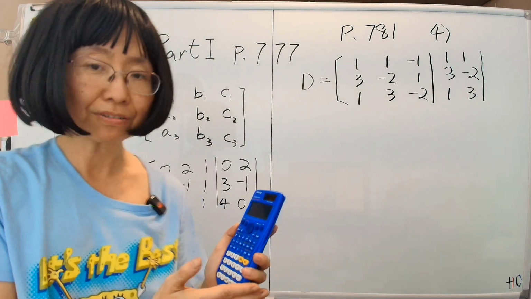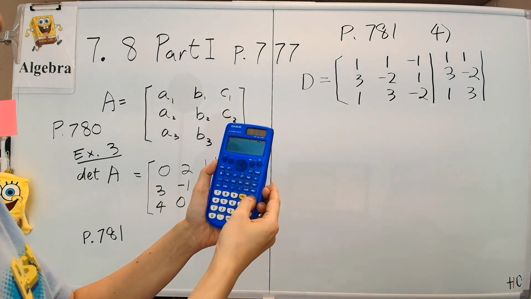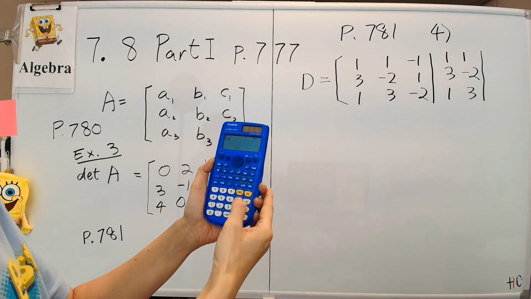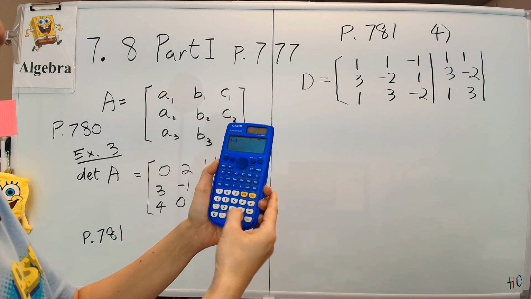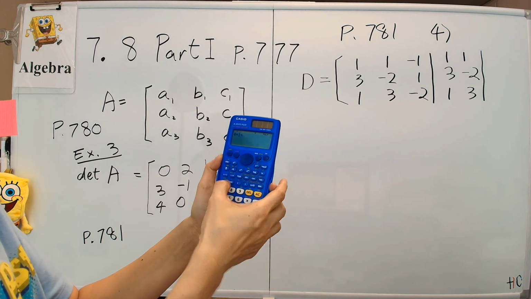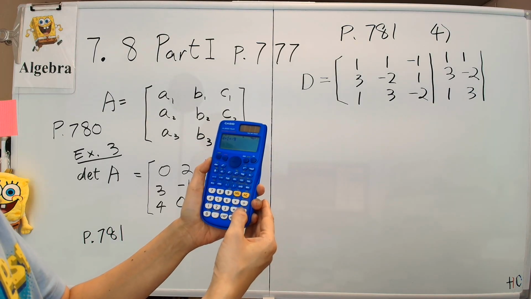I will stand over here. So going down, we have 1 times minus 2 times minus 2, that's 4. And then plus next, 1 times 1 times 1, that's 1. Next, minus 1 times 3, that's minus 9. Okay, and that's the first 3.